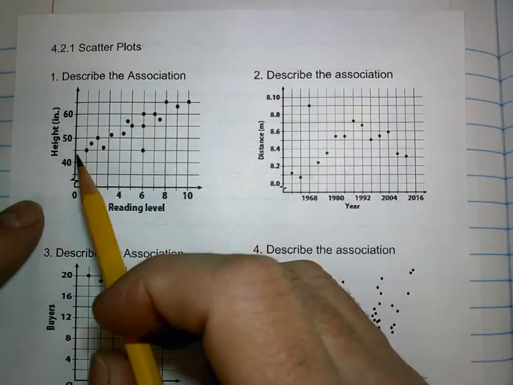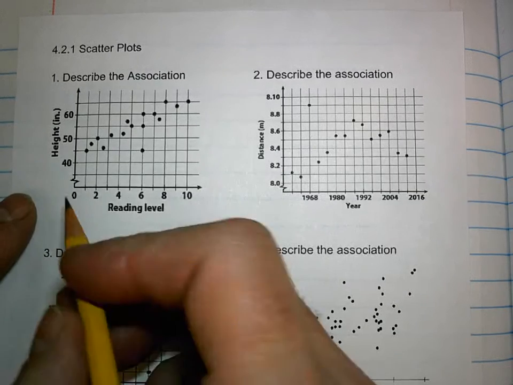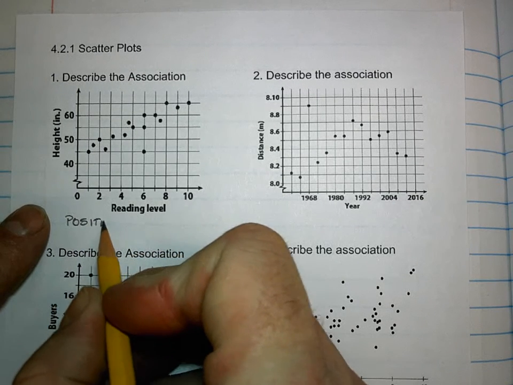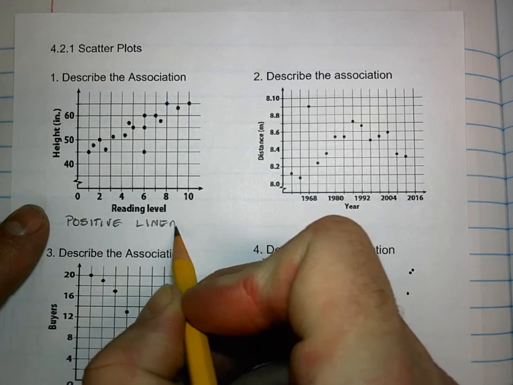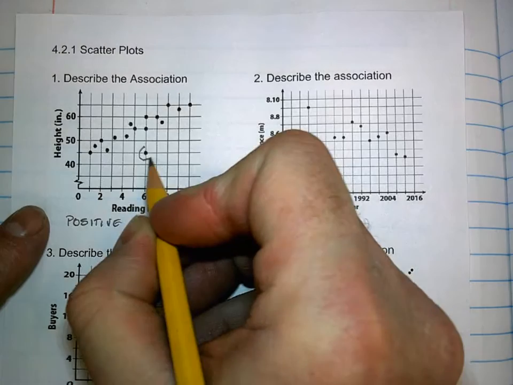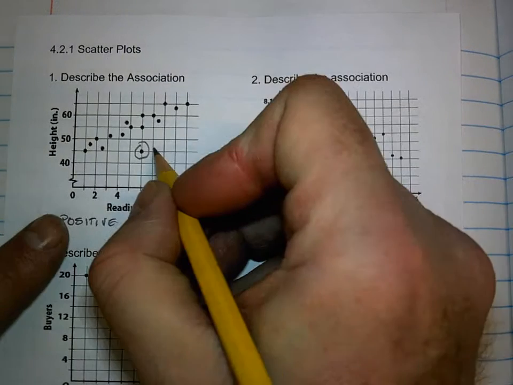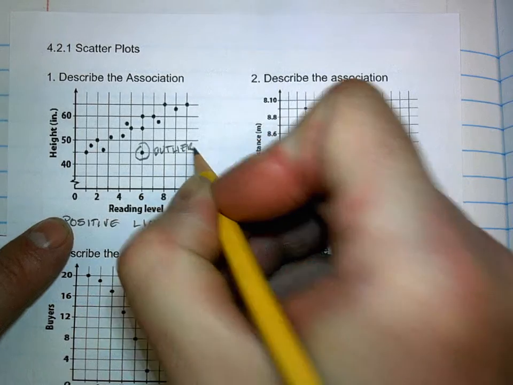So let's look at this first one. It's positive. The height in inches by reading level. What kind of association is it? Positive, and is it linear or nonlinear? Linear. Yeah, it definitely looks linear. What's that guy called right there? That's a definite outlier. Do we have to label those?